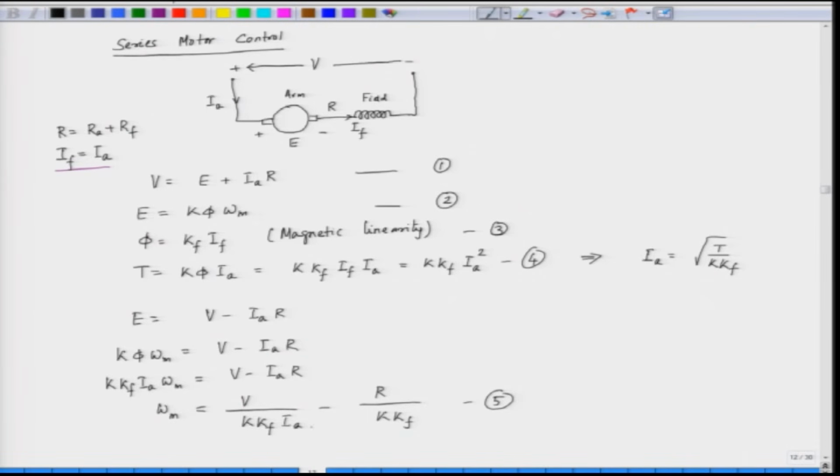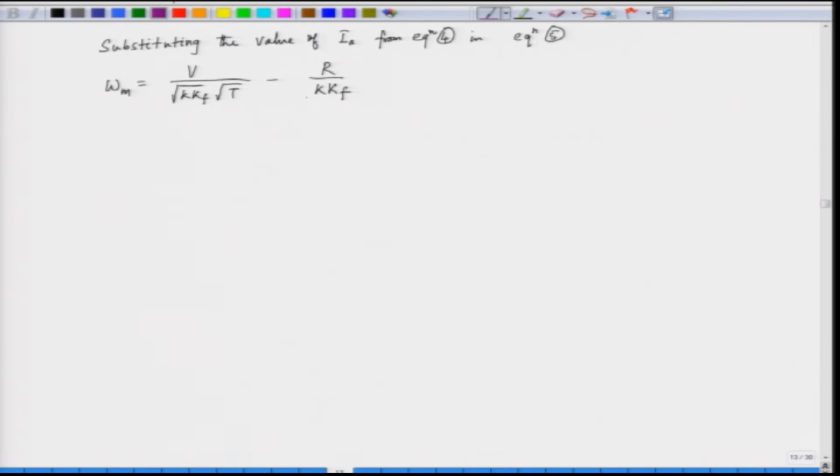Now, what we have done here is that we have replaced this Ia by under root T by k kf. When we replace this Ia by under root T by k kf, we have a cancellation here, and finally we get V by under root k kf into under root T minus R by k kf. So, this is what we got in this final equation. This equation gives the relationship between the speed and the torque for a series motor.